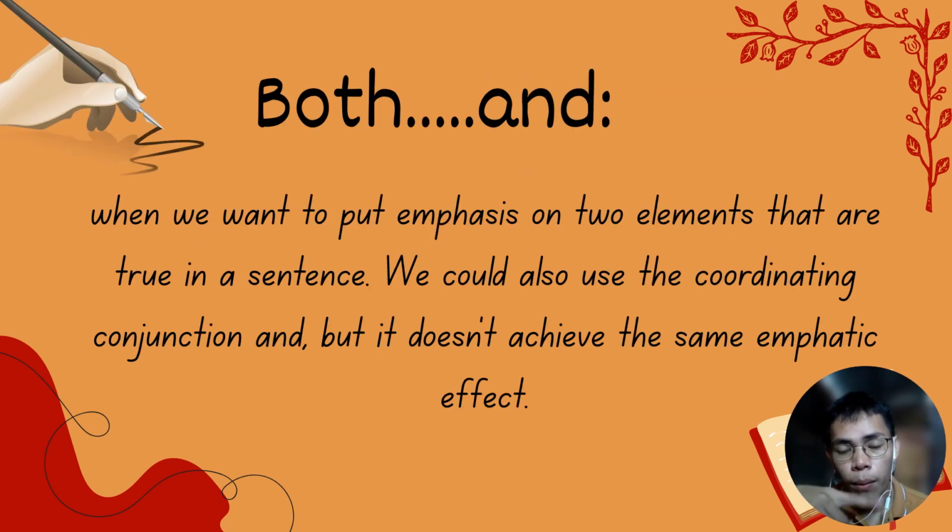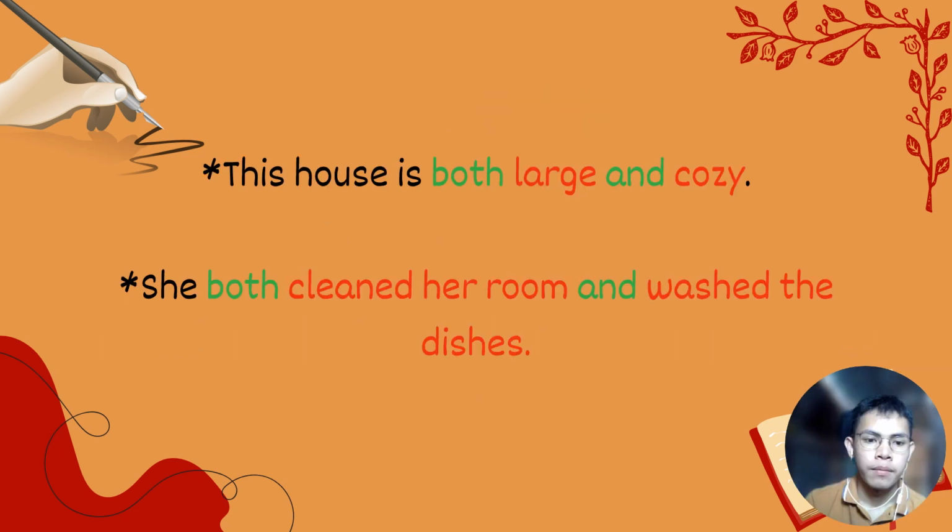The usage of both and, when we want to put emphasis on two elements that are true in a sentence. We could also use the coordinating conjunction and, but it doesn't achieve the same emphatic effect. So we use both and to add emphasis. So we can also say that this house is large and cozy.